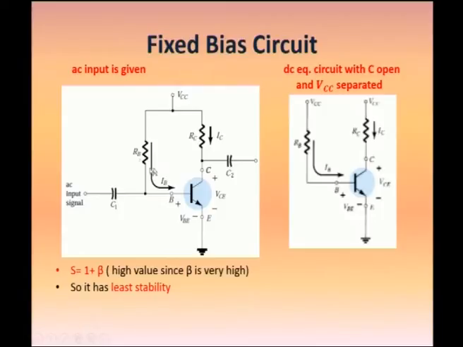So, the RB is the important parameter in this fixed bias circuit. Here, from this circuit, if we derive the stability factor, that is the change in the collector current IC with respect to the change in the leakage current, it is derived as 1 plus beta, a high value since beta is very high. What we have seen is that if the stability factor is lower, then it has a better stability, but here it is in terms of beta. So, the stability factor S is higher, so it has the least stability.